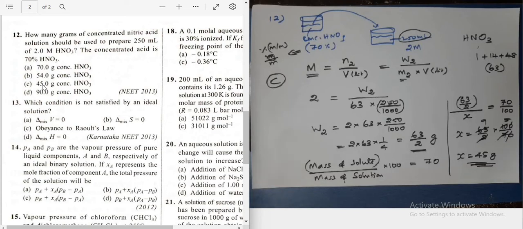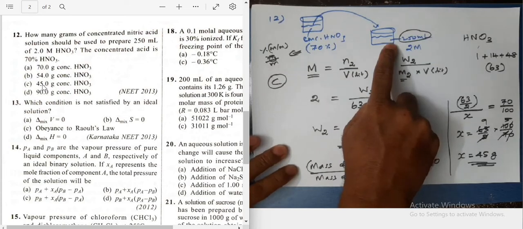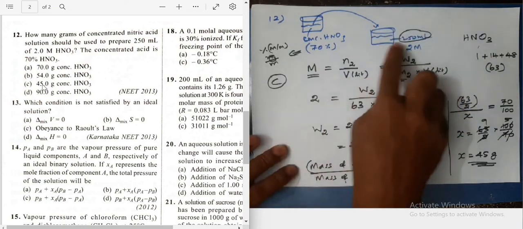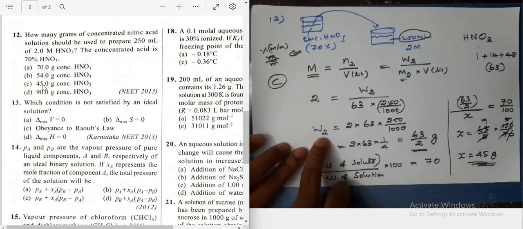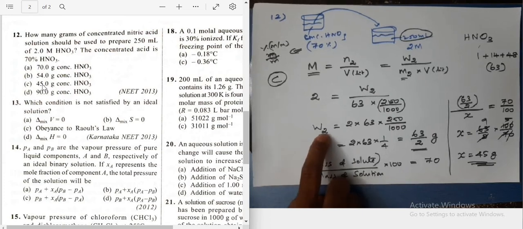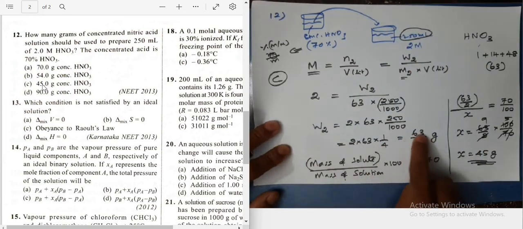Sir, how do you take the mass of solute as 63 by 2 grams? Because here nitric acid is the solute. We are preparing an aqueous solution, so the solute is nitric acid here. I told you in solution chemistry, 1 represents solvent, 2 represents solute. So this W2 is nothing but the mass of solute. To prepare this solution, you require this much mass of solute.